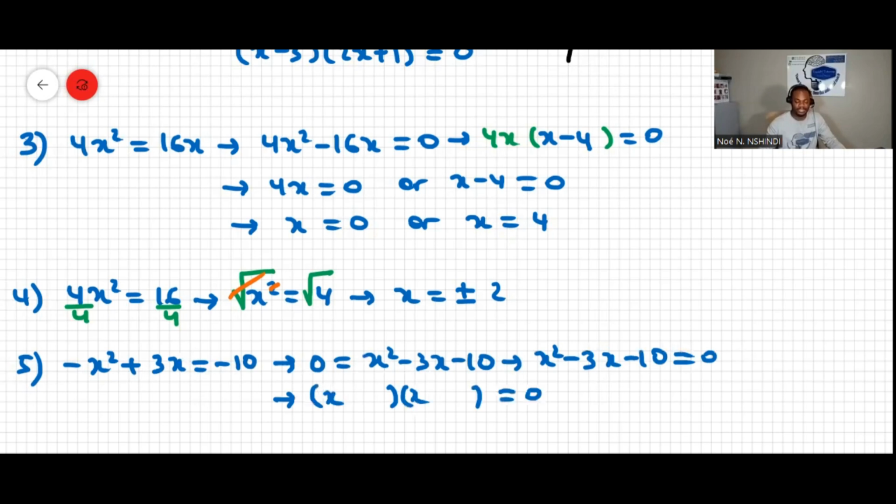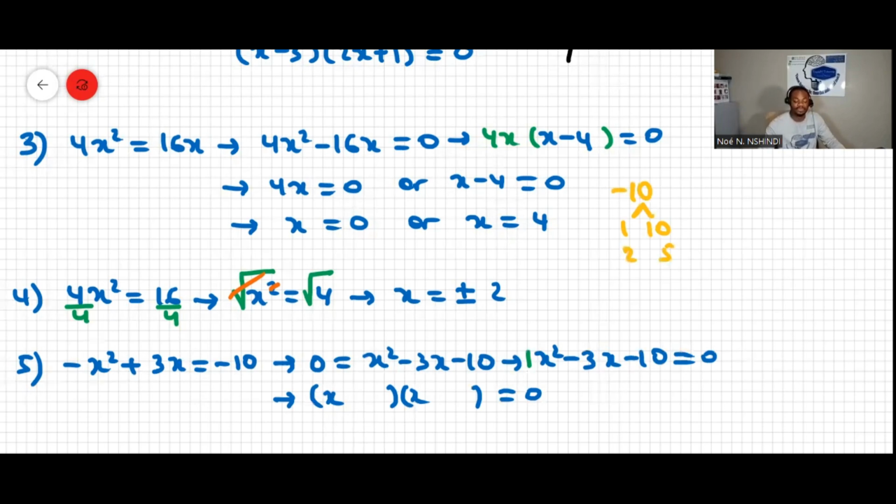Because the leading coefficient here is just 1, we can put x in the bracket like that. Now we're going to consider the last term, which is negative 10, and list all the factors of 10. They're 1 and 10, because 1 times 10 makes 10, and 2 and 5, because 2 times 5 makes 10.